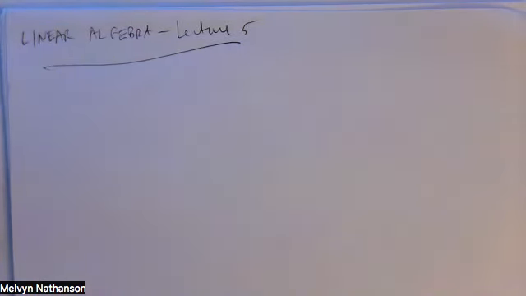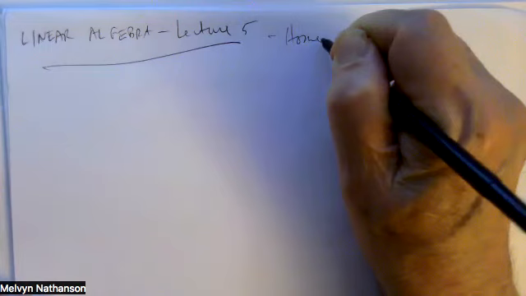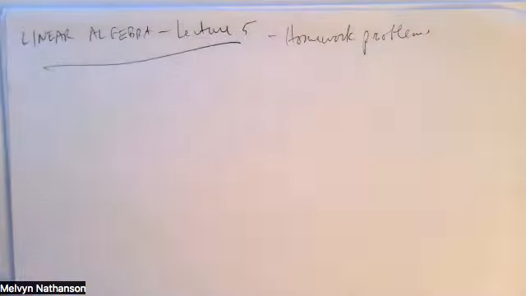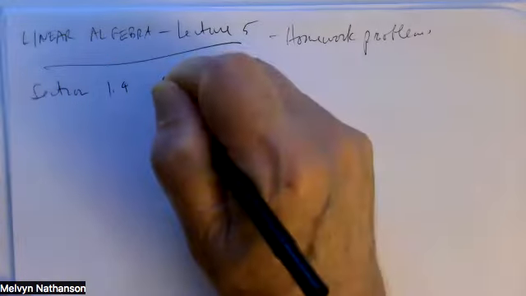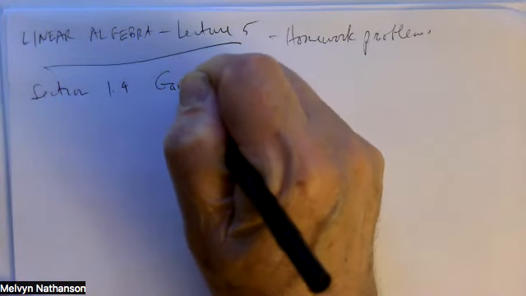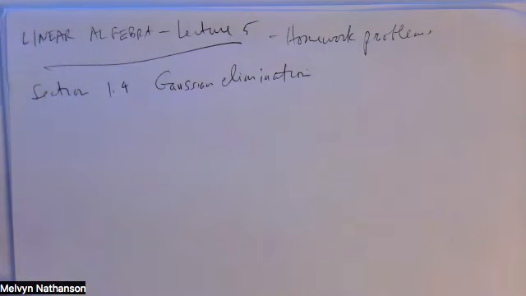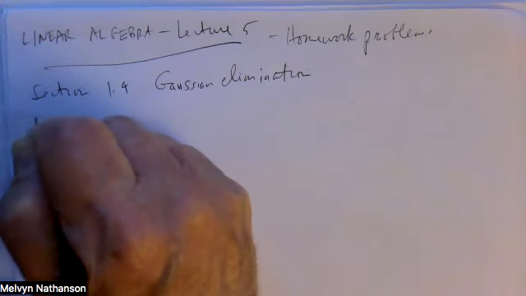This is lecture five, and I'm going to start by going over homework problems. So in section 1.4, which is on Gaussian elimination, let me look at number 5a.